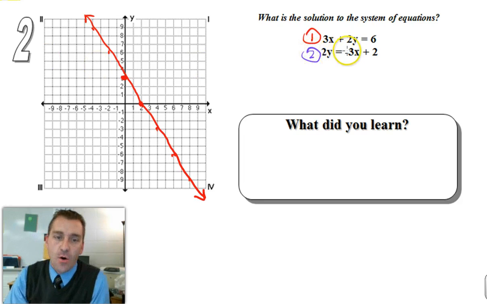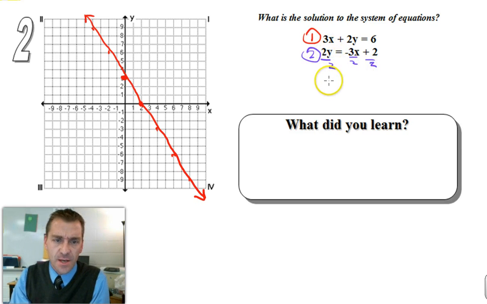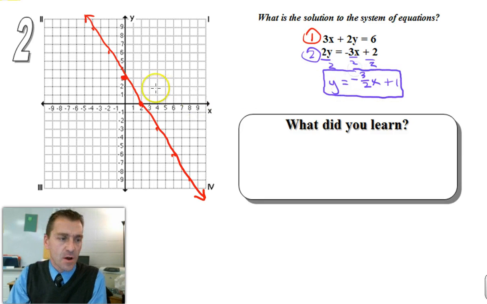Okay, so, well, there's not really an easy way to do this with x and y intercepts. So let me just put it in slope-intercept form. Divide by 2, divide by 2. So that means I get y equals negative 3 over 2x, plus 1. So this is the equation of my second line. So I'll start at 1.